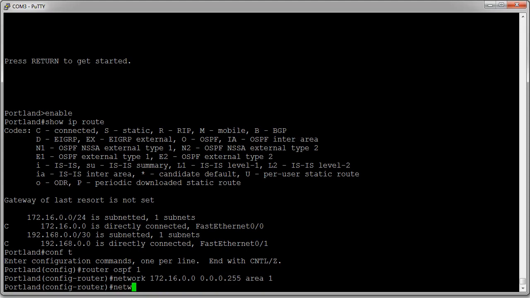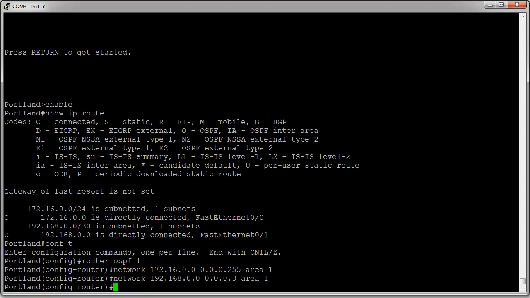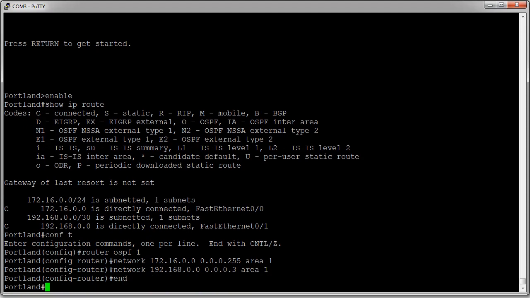So network 192.168.0.0 with a wildcard of 0.0.0.3, because /30 means there are 2 bits for the host. 32 minus 30 is 2, and if they are both 1 values, then that becomes 3. It's area 1 as well. And then I can exit out of here, and I'm done with this router.